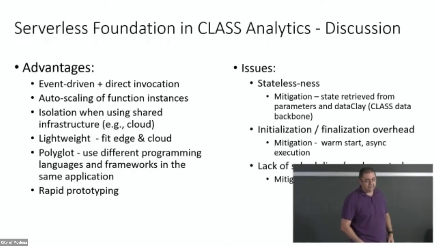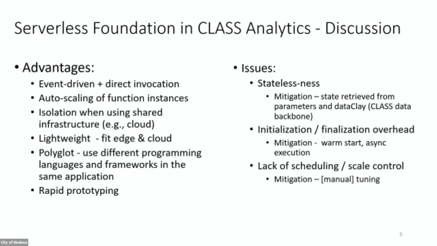But here is the interesting tidbit, because you know, CLASS is all about the applications we're talking about. It's about real time. It's about low latency computation. And in this case, we realized there are a few shortcomings of the serverless platform. One of them, for example, is that serverless functions are naturally stateless. Why is that? Because a serverless function is spawned out of the blue in response to an event. It doesn't know anything of the application context so far. So how do you make it aware?